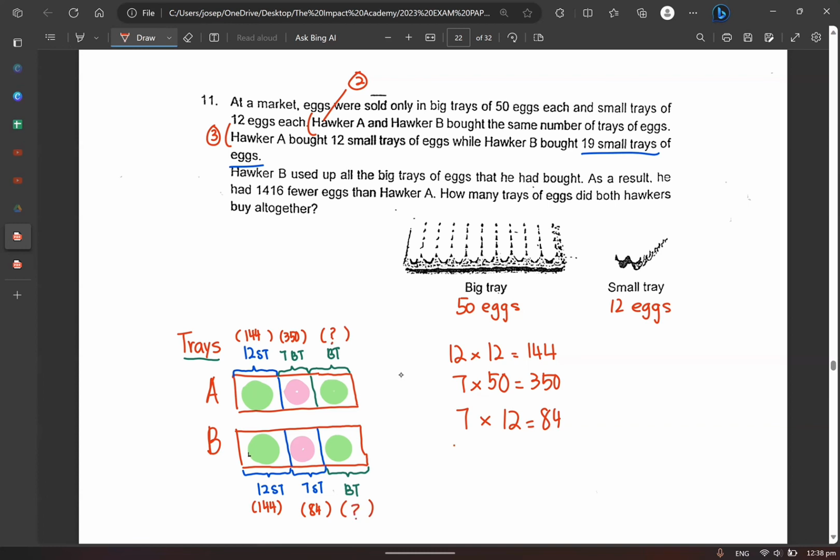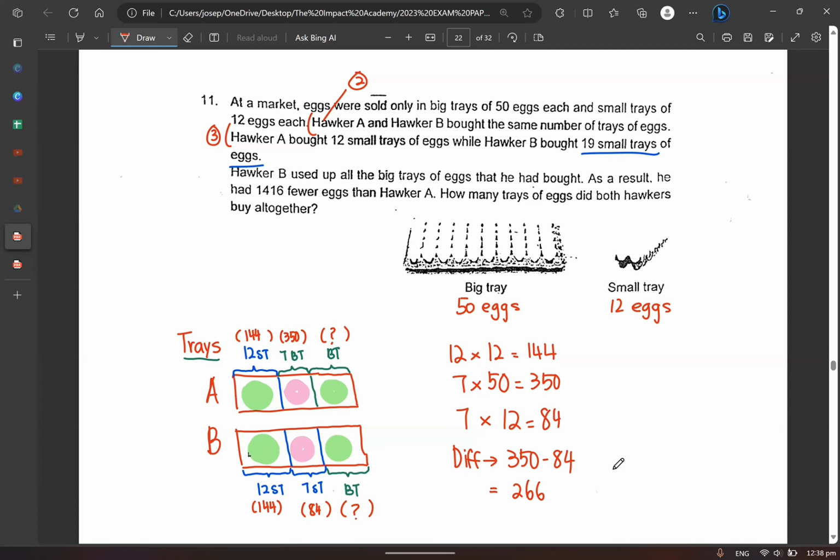Okay, we can find that the difference that hawker A and B have in terms of the eggs is just simply 350 minus 84. Okay, 350 minus 84, and we get 266. Okay, why 350 minus 84? Because I have 350 eggs over here, minus away this 84. Okay, the difference is actually 266.